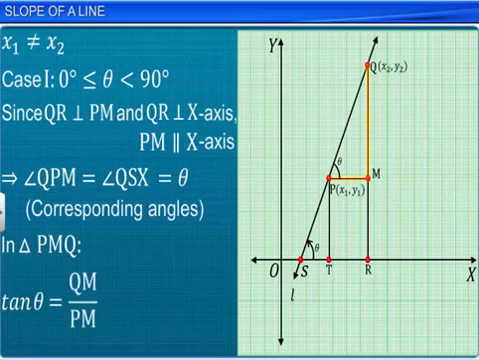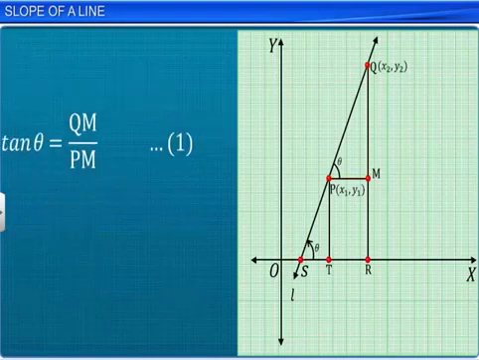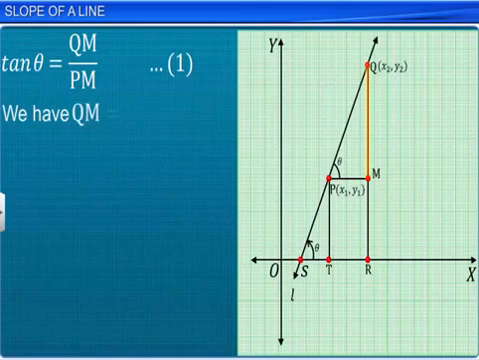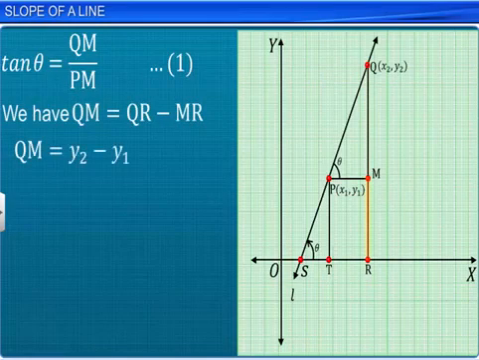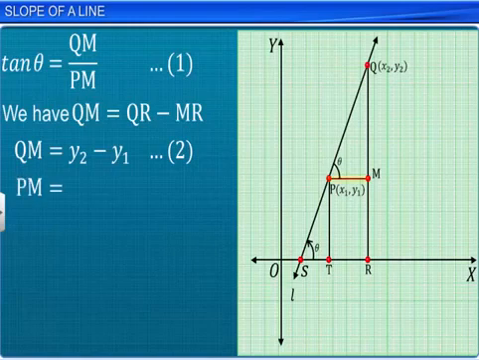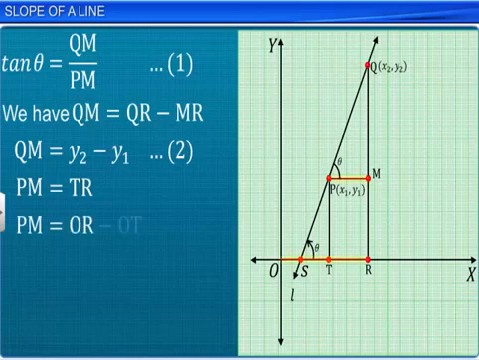Now, QM is equal to QR minus MR or Y2 minus Y1. Let this be equation 2. Also, PM is equal to TR. This means PM is equal to OR minus OT or X2 minus X1. Let this be equation 3.